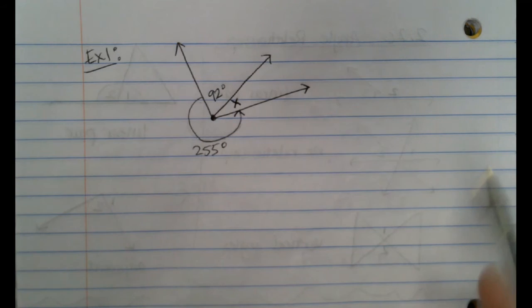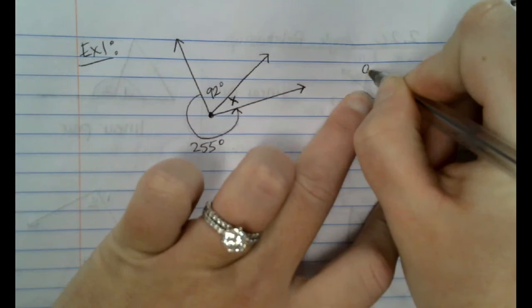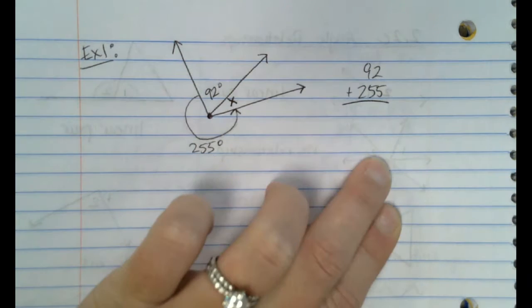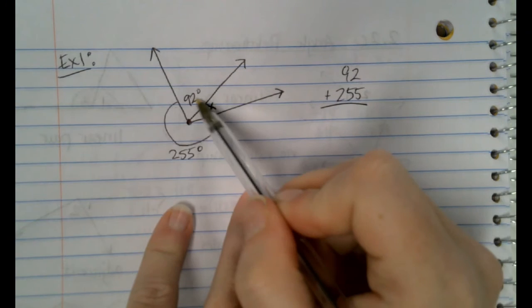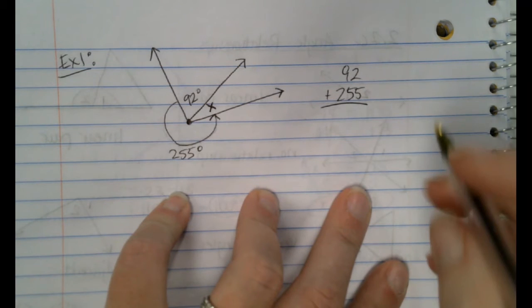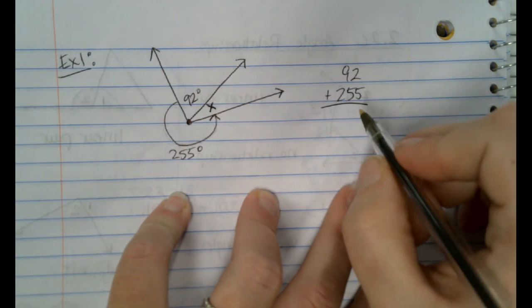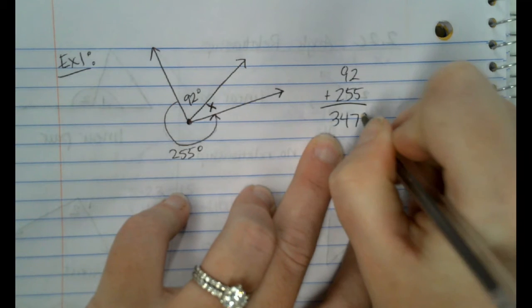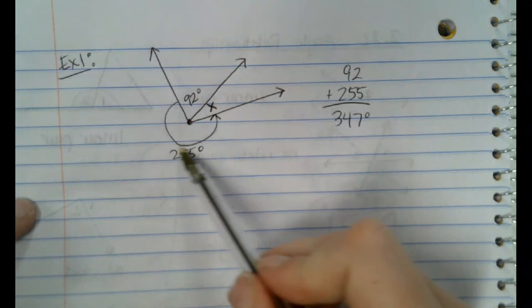There you go, 92 plus 255. We need to see what those 2 add up to. We're going to go ahead and add these 2 together. And what is that? 347. Okay, so these 2 together add up to 347.